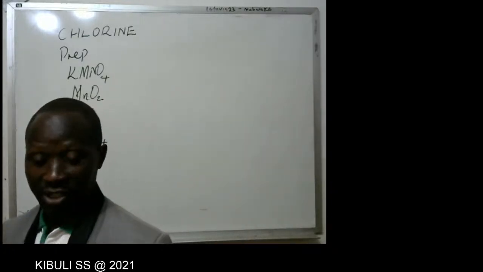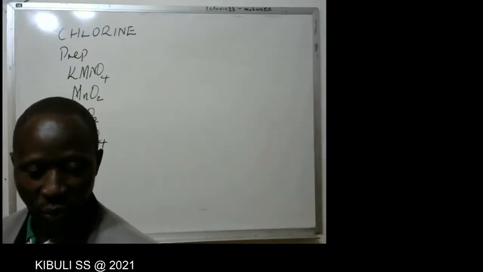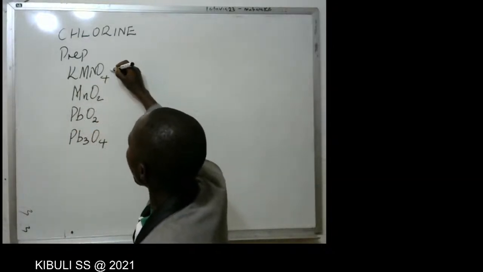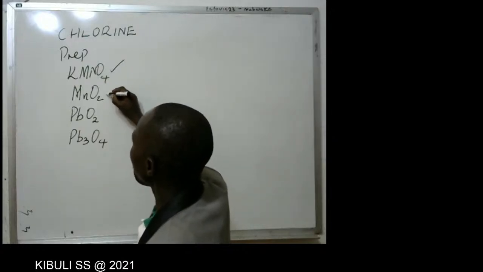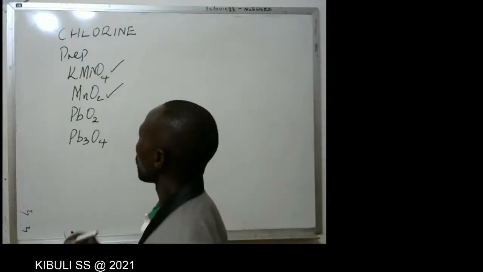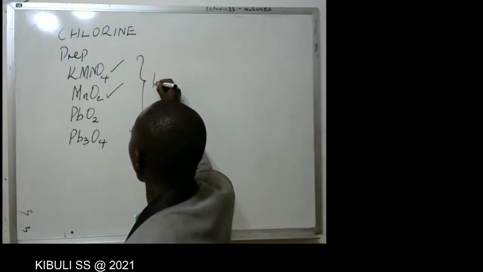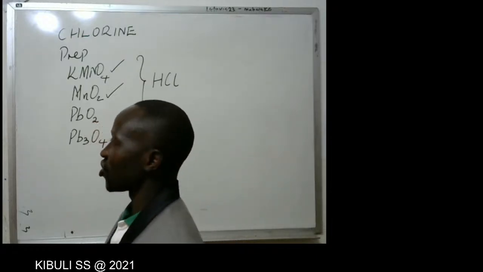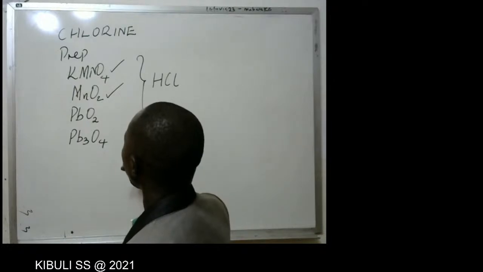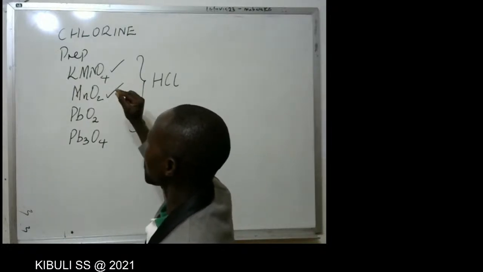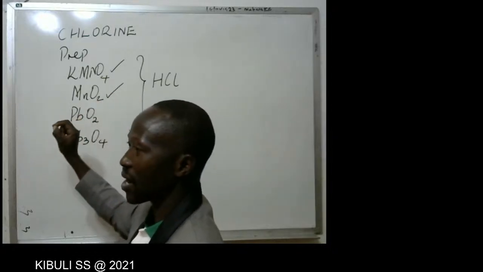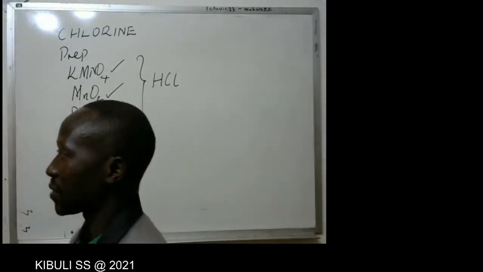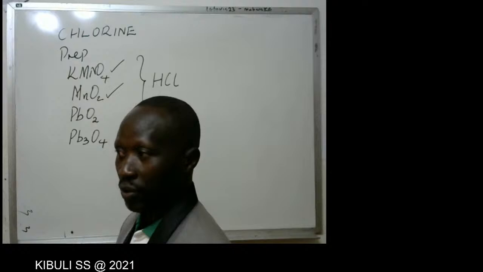All these 4 possible reagents used, the syllabus stresses that you are so conversant with the preparation from potassium manganate 7 and from manganese 4 oxide. Of course, all of them require concentrated hydrochloric acid as a reagent. What we want to capture is, make sure that you have the content in preparation from potassium manganate 7 and manganese 4 oxide. And I think that one was done and it was over.